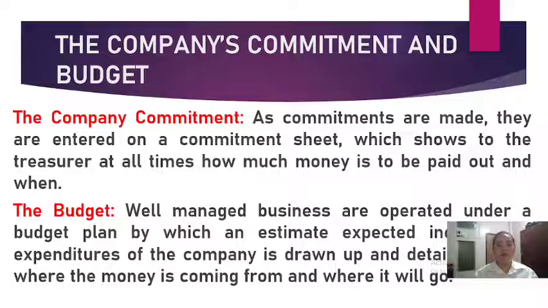Next, the company's commitment and budget. As commitments are made, they are entered on a commitment sheet, which shows the treasurer at all times how much money is to be paid out and when. A well-managed business is operated under a budget plan by which an estimate of expected income and expenditure of the company is drawn up and detailed, showing where the money is coming from and where it will go.